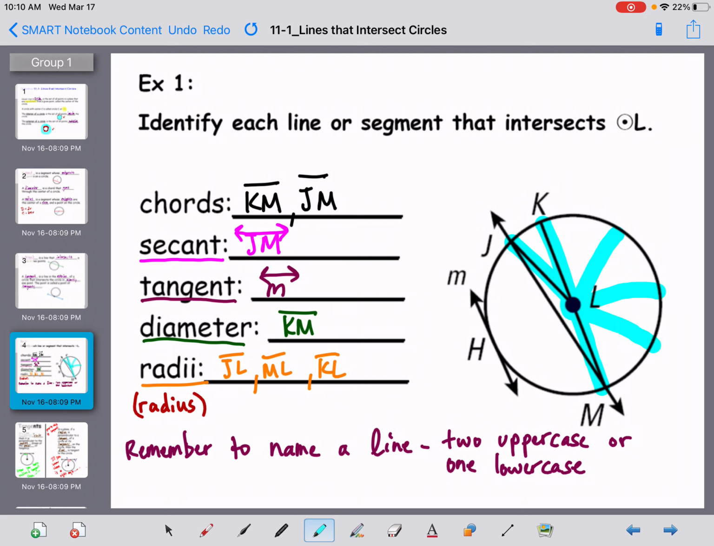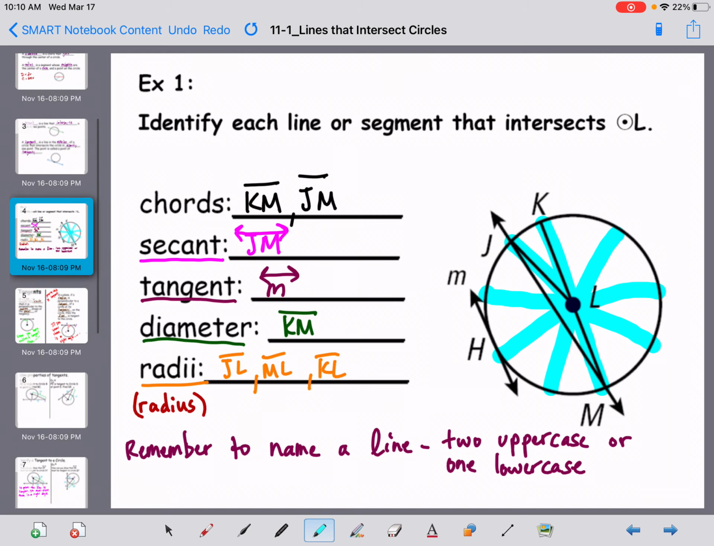See all of these that I've got in this highlighter? All right, they're kind of like the rims on a car or the spokes in a wagon wheel. All right, those were all radiuses or radii.